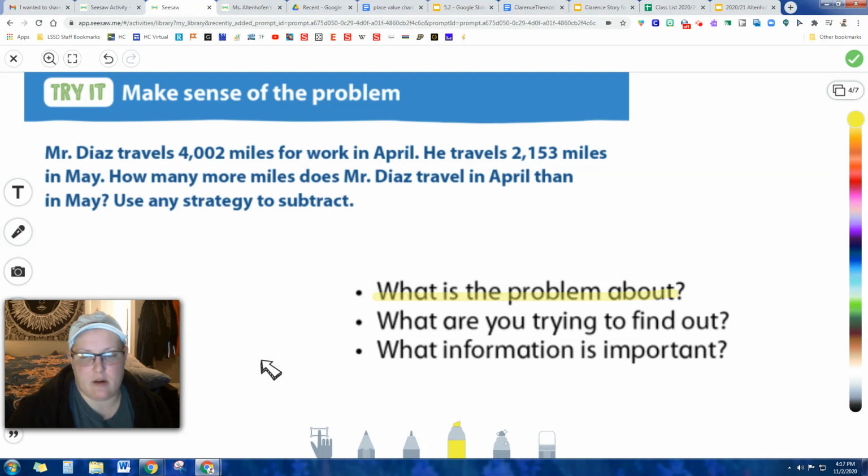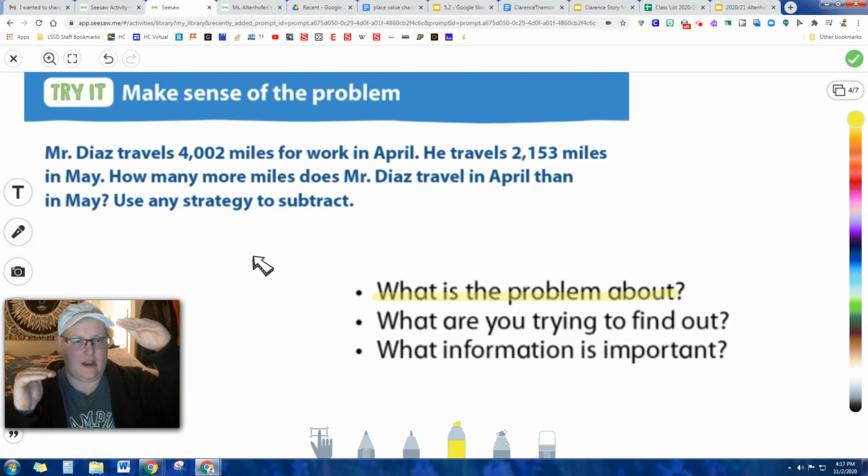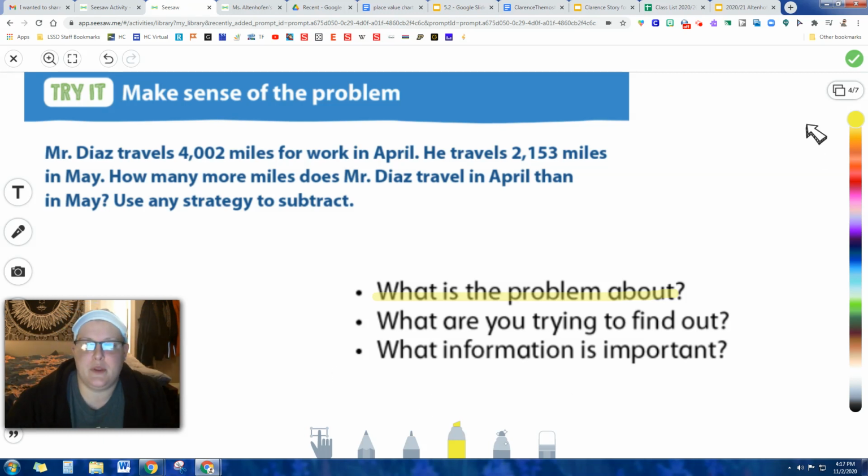What is this problem about? I would say this problem is about Mr. Diaz, and he travels a lot for work, and we're going to compare, or not really compare, we're going to tell the difference. We're going to see what's the difference between how much he traveled in April and how much he traveled in May, and we want to see how much is that difference. So that's what the problem is about.